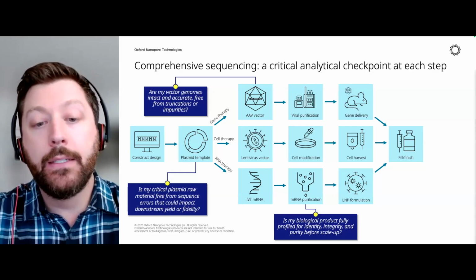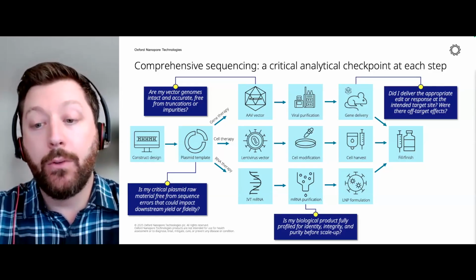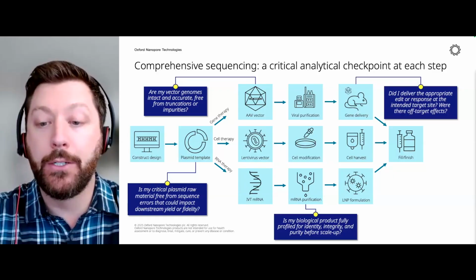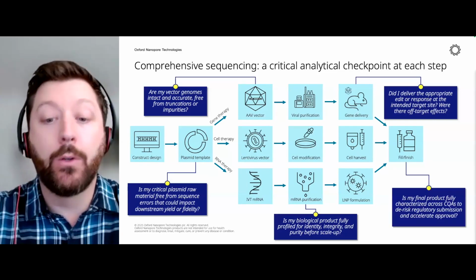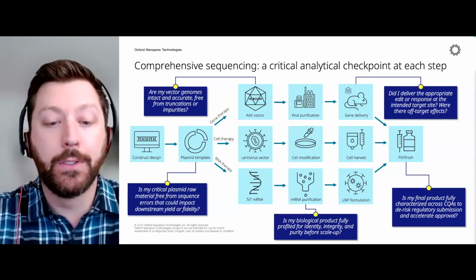Did I deliver the appropriate edit or response at the intended target site, and were there any off-target effects? For example, an unexpected integration event that could cause potential oncogene activation? And is my final product fully characterized across critical quality attributes to de-risk regulatory submission and accelerate approvals?